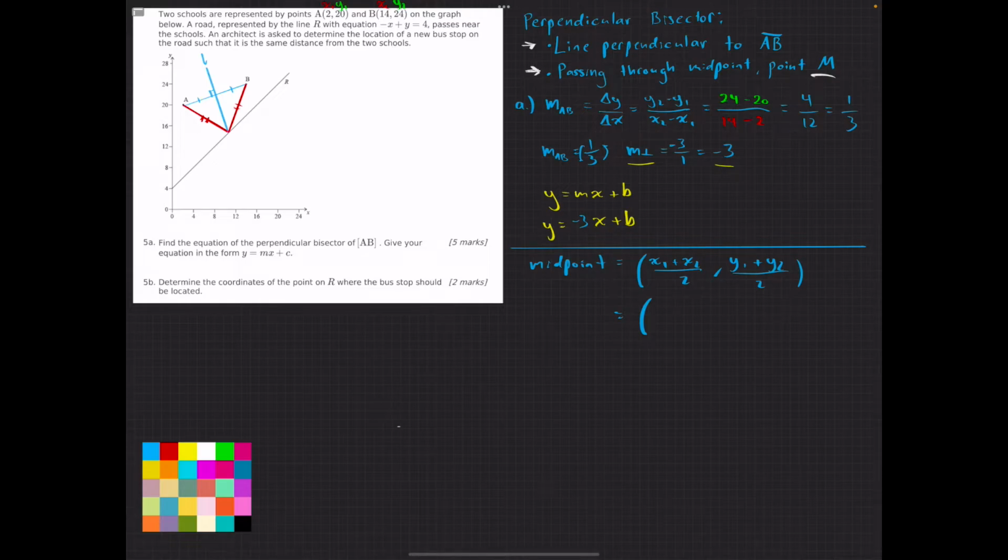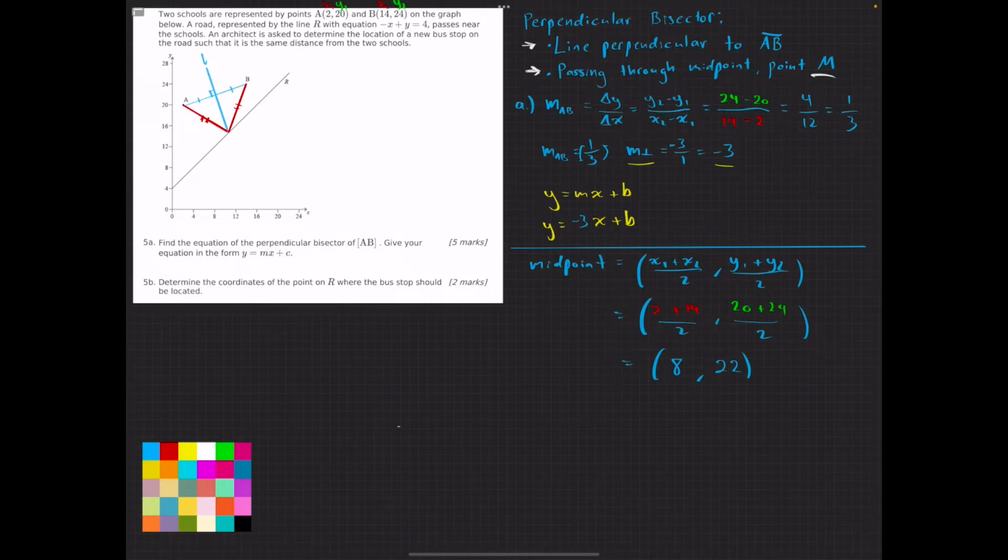So this is going to be 2 plus 14 over 2, and we have 20 plus 24 over 2. And then what can we do with that? This is going to be 16 over 2, which will give us 8. And 20 plus 24 is going to be 44 over 2, which is going to be 22. Okay, so that's our midpoint.